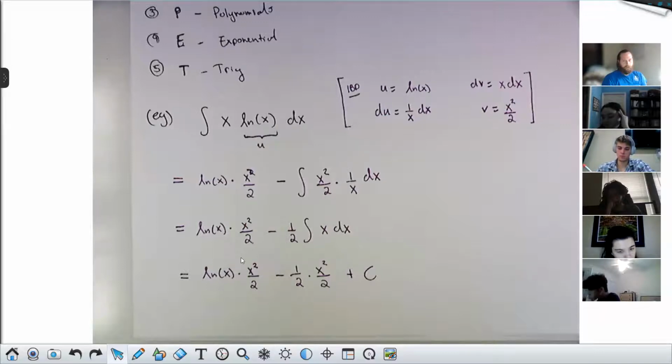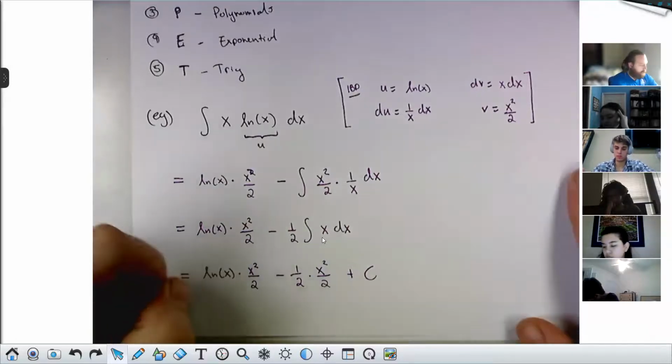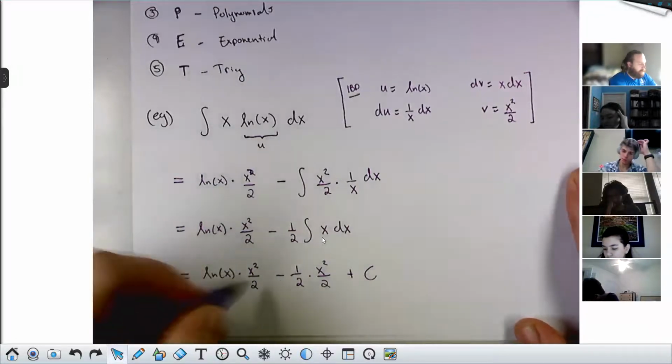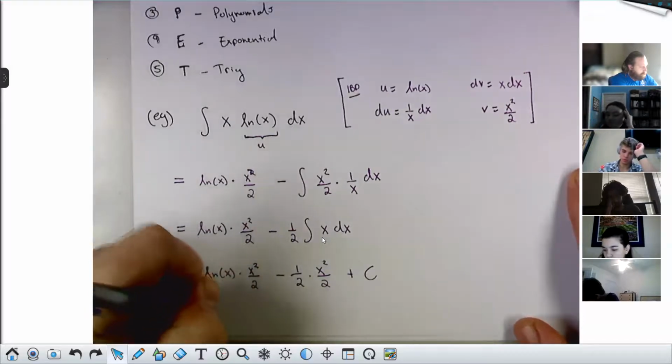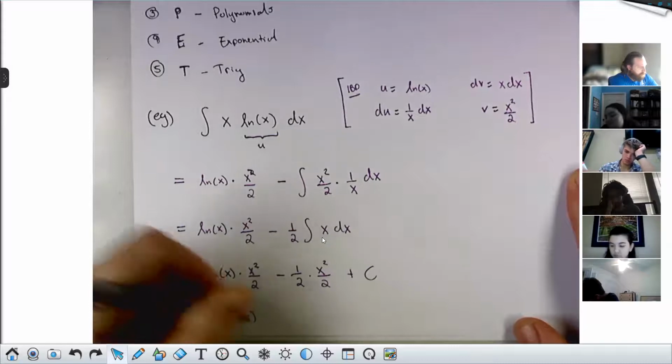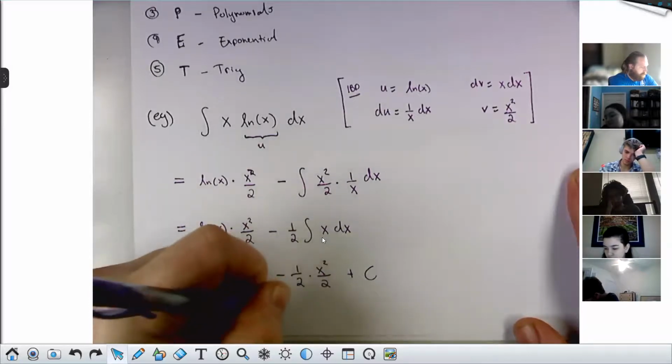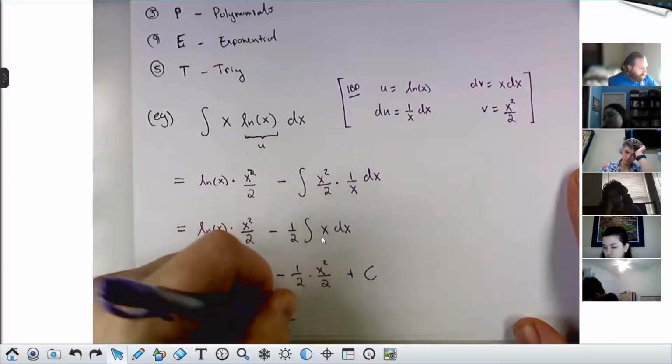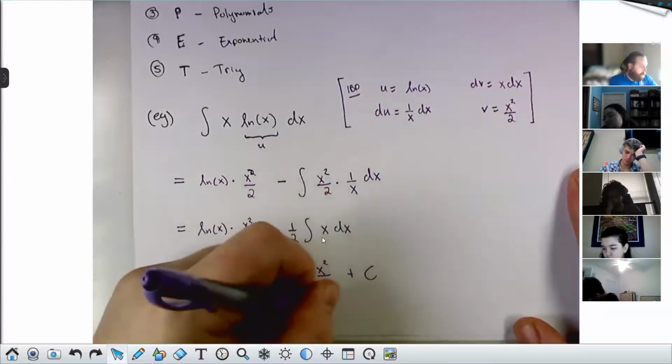Of course, 1/2 times x squared over 2 is x squared over 4. You could combine those if you want. You do have an x squared here and an x squared here. You could factor that out if you want. The only thing that I would do is to combine and maybe write the x squareds in front. x squared over 2 times the natural log of x minus x squared over 4 plus a constant.